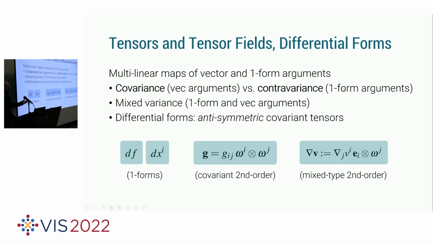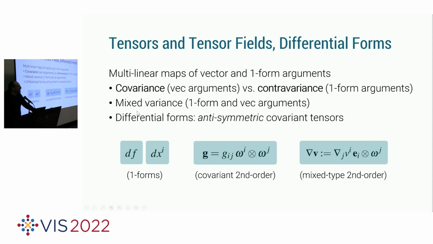The dual space that we'll look at later: there are vectors, and the dual space to the vectors, called covectors, are one-forms. If a tensor takes vector arguments, it's covariant, and if a tensor takes one-form arguments, it's contravariant. A bit of getting used to, I guess.